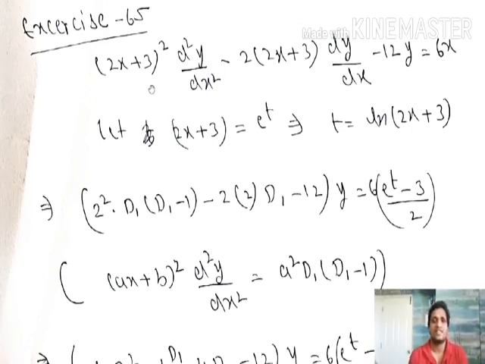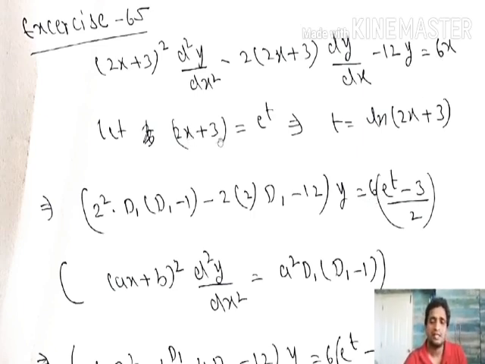The same thing, this is the Legendre differential equation. So what we have to assume: 2x plus 3 is equal to e power t, that is t is equal to ln of 2x plus 3. So if I change into the independent variable t, here 2 square, why? Because in ax plus b, here a value is 2. So this is a square into D1 into D1 minus 1, a is 2, and one more 2 is there, 2 into D1, minus 12 into y is equal to 6 into x.